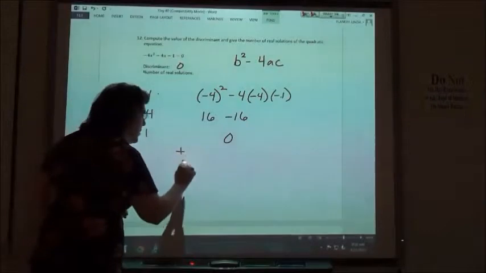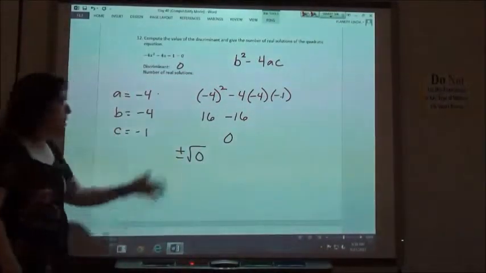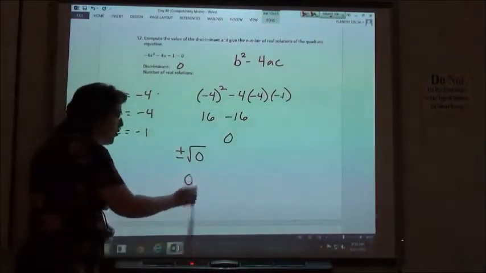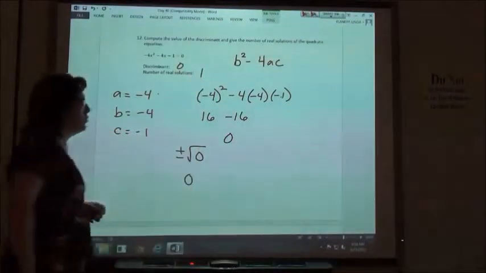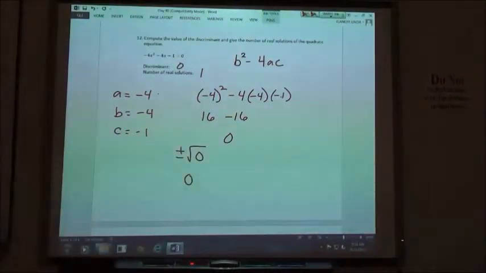That means we're going to have plus or minus the square root of 0, which is just a plain 0. That means I'm only going to have one solution, whatever the first part of my quadratic formula is, but I'm only going to get one real number because I get the same number twice.